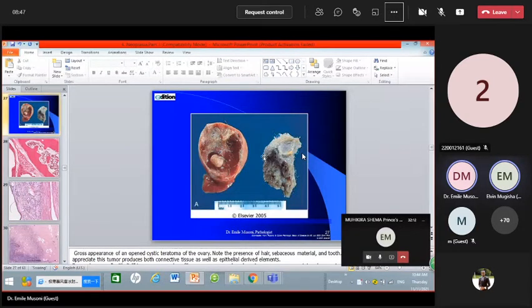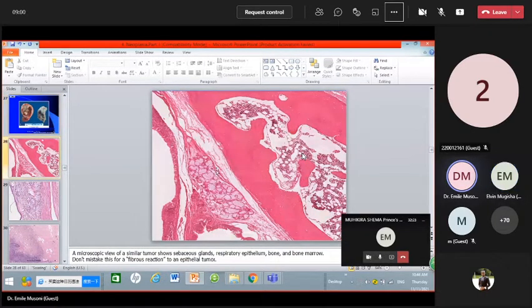This one is an opened teratoma of the ovary. You see here some hair follicles. On microscope, you see some sebaceous glands. This is a bone. And there, the sebaceous gland. And here, respiratory epithelium. So this one is a teratoma.